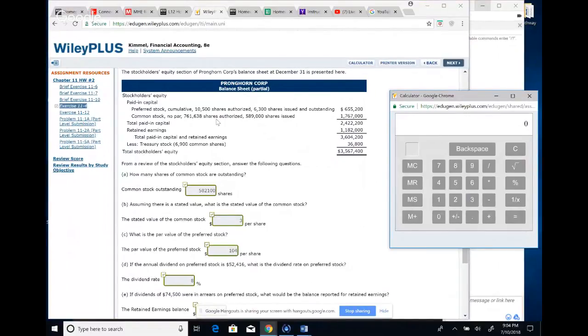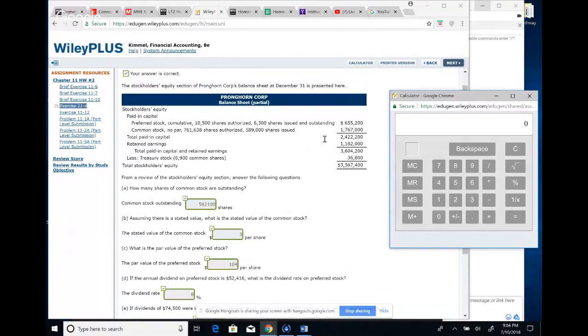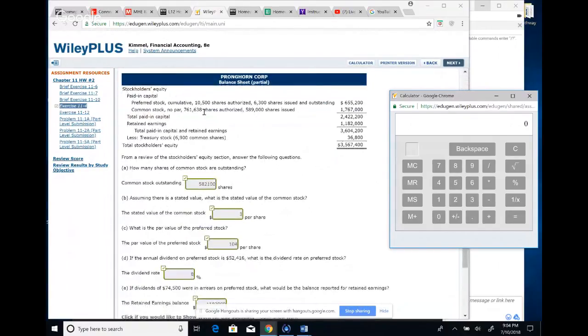This is for Lesson 12, Chapter 11, Exercise 4. I've gone through this here just to make sure I got it right. The first thing to realize is that all of the information you're going to need is given up here at the top of the screen. I hope that this is showing this.